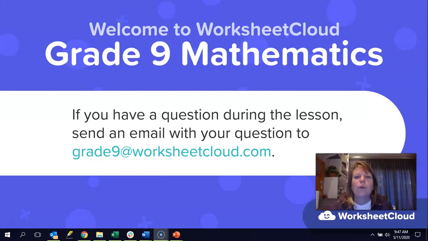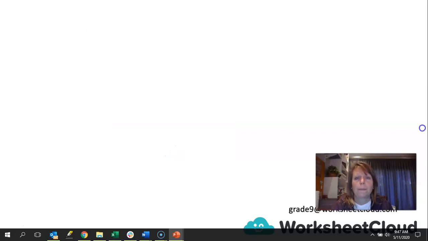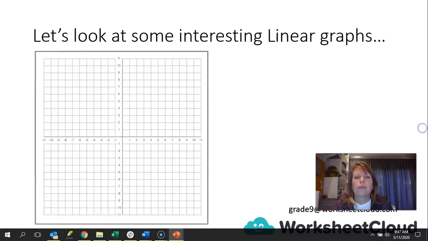Okay, we're going to carry on today with functions and relations, and it's going to be our last lesson in this section. And we're going to look at some exciting things when we compare graphs on one Cartesian plane and how they have a relationship or don't have a relationship to one another. So let's have a look at the first one.